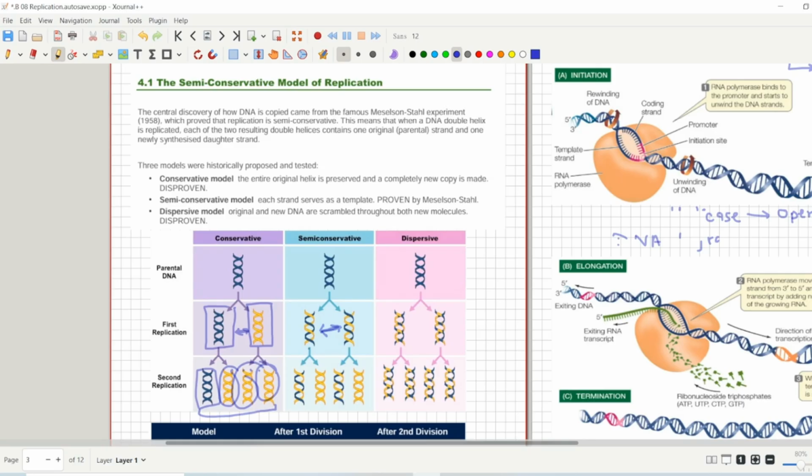From this first template you will get one just like the old one and a new one. As you can see here, this is just like the parent and this is really new, while this one is definitely like the parent and this is new. So the parents or the templates were half conserved while half were completely different. The parents were blue and yellow, and one of them was blue and the other was yellow.